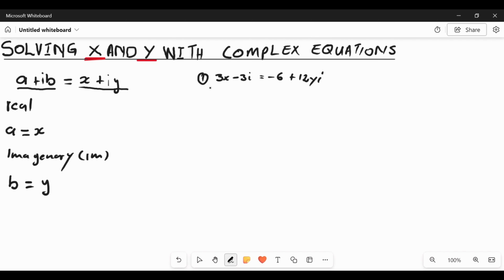All right, guys, so let's look at this question here, which is question 1. We have 3x minus 3i equaling 6 plus 12yi. So as you can see here, we have two complex numbers. One is on the left hand side and the other one is on the right hand side. When you look at this problem, we don't have i to the power of 2, we don't have fractions, and also we don't have brackets. So when it's like this, we can just group the real numbers and the imaginary numbers.